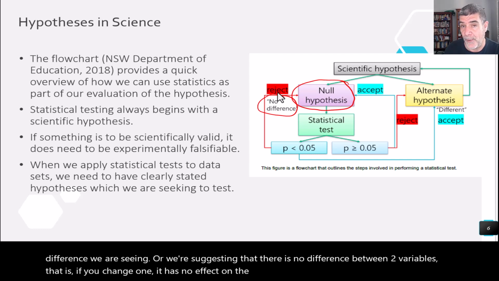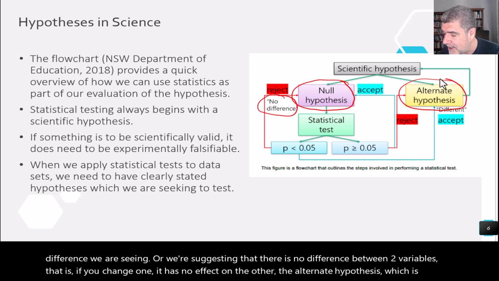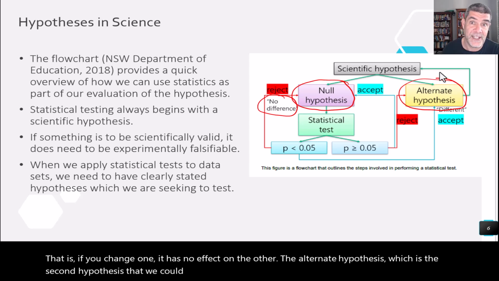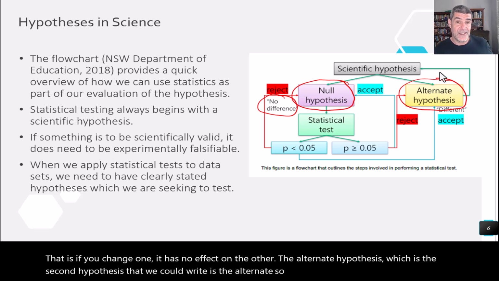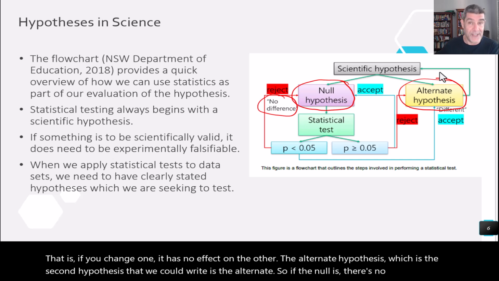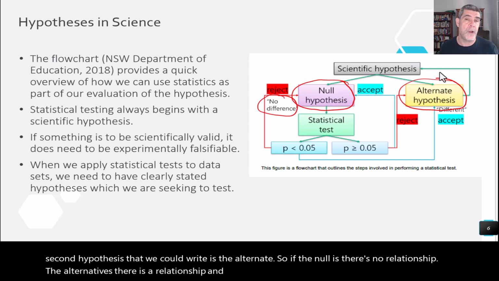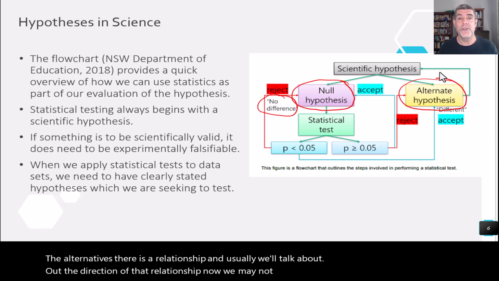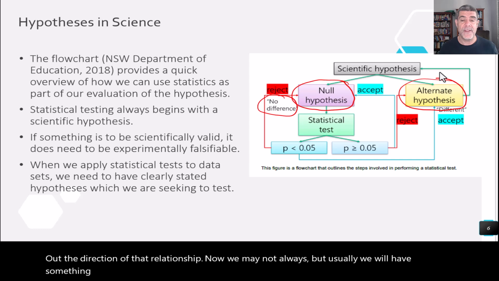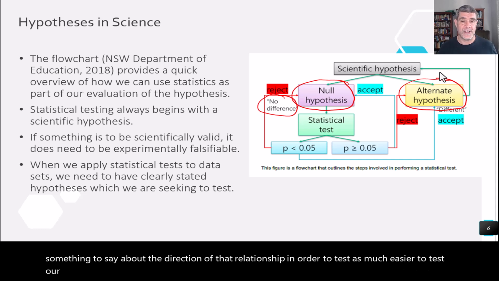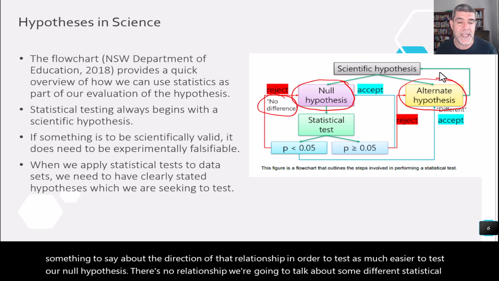The alternate hypothesis, which is the second hypothesis that we could write, is the alternate. So if the null is there's no relationship, the alternate is there is a relationship. And usually we'll talk about the direction of that relationship. Now, we may not always, but usually we will have something to say about the direction of that relationship. In order to test, it's much easier to test our null hypothesis, that there's no relationship. We're going to talk about some different statistical tests we can carry out.